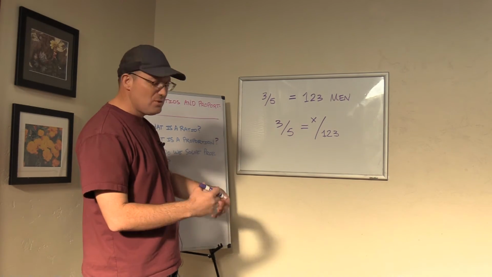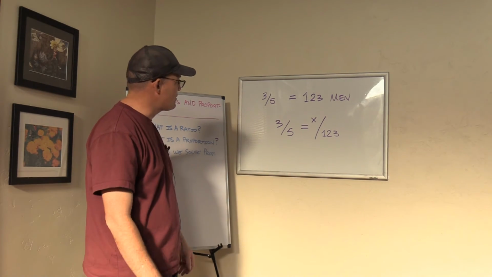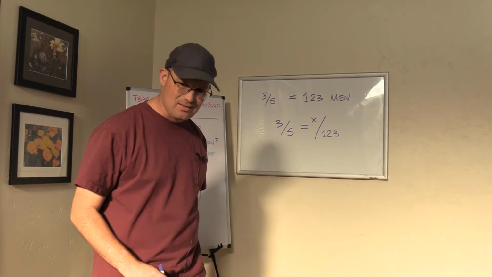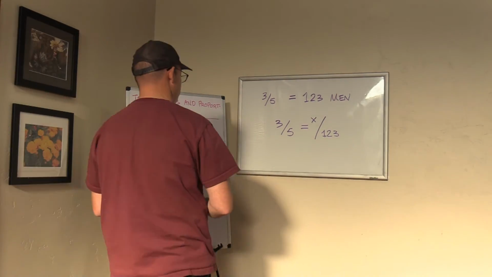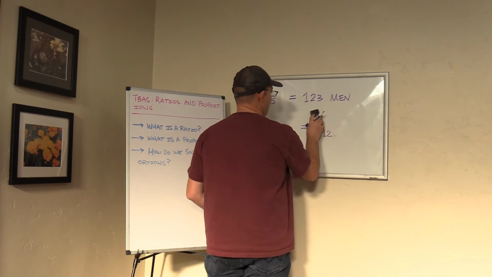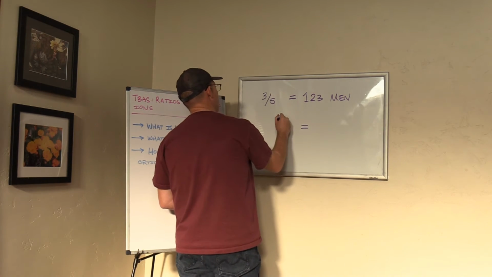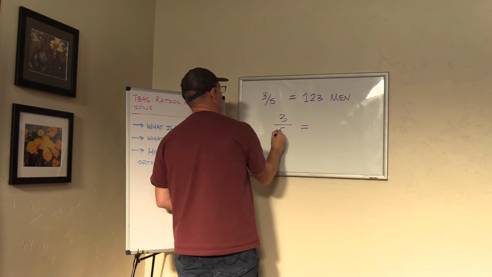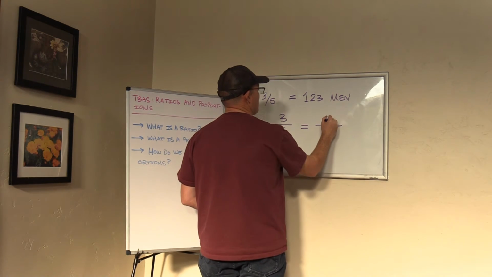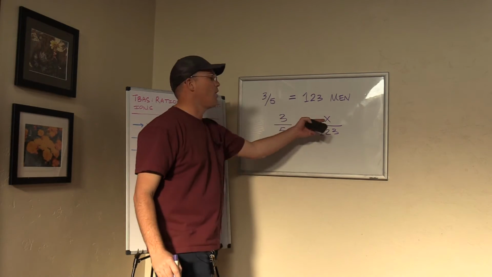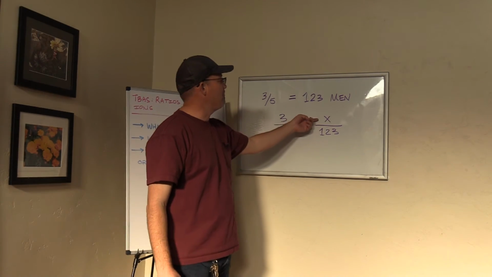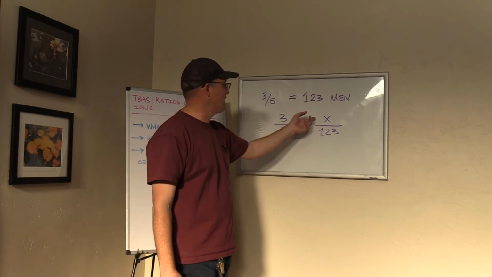The way we do it is we use what's called cross multiplication. I'm going to rewrite this a little differently so that it's a little easier to do cross multiplication. We've got 3 over 5, that's our first ratio, and then we know we have some number x over 123. We want to solve for x. We want to know how many bald guys there are in the class at the surveying conference.